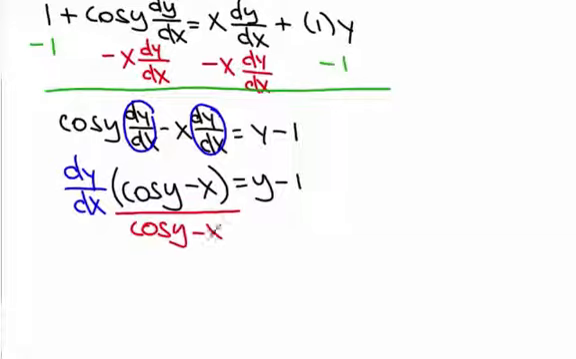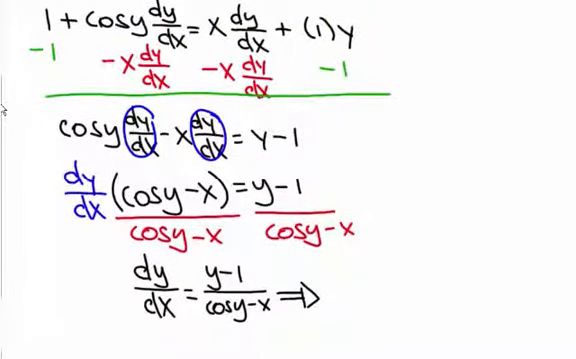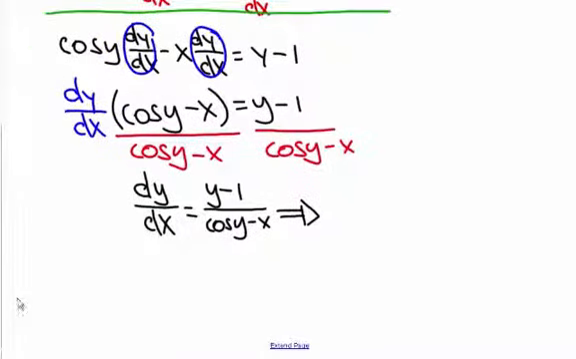Now, the way that this problem set itself up, we could have also had the exact opposite of this, which would make it 1 minus y over x minus cosine y. And we could have that because we could have moved the cosine y to the right instead of the x to the left. Okay, so that's how you use implicit differentiation with a product rule in there to find the derivative of an equation.